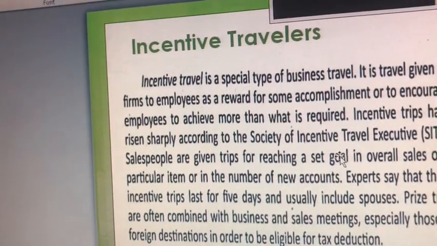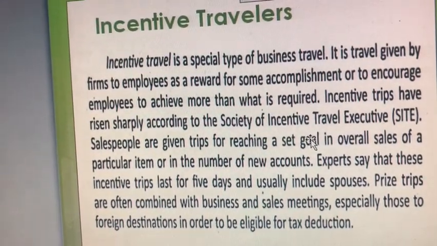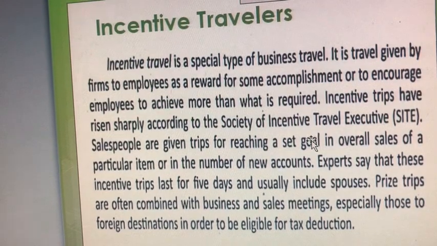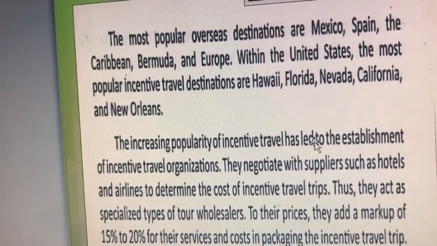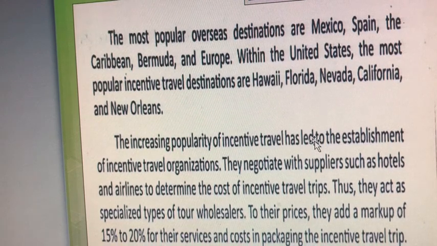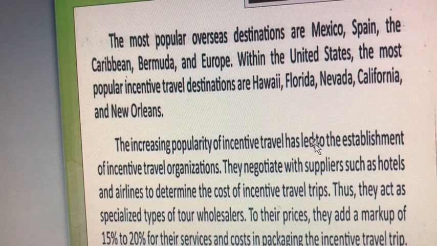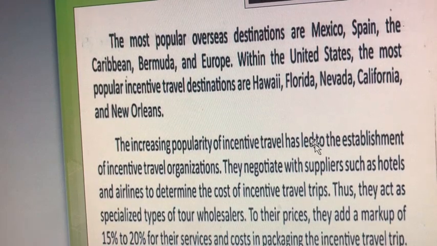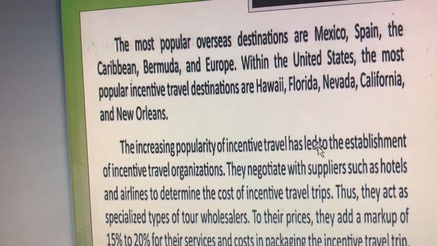So, trips are often combined with business and sales meetings, especially those to foreign destinations, in order to be eligible for tax deduction. So, ito yung mga popular overseas destinations: Mexico, Spain, Caribbean, Bermuda, and Europe. This is for US, diba? Yung mga employees sa US. So, within the United States, most popular incentive travel destinations are Hawaii, Florida, Nevada, California, and New Orleans.